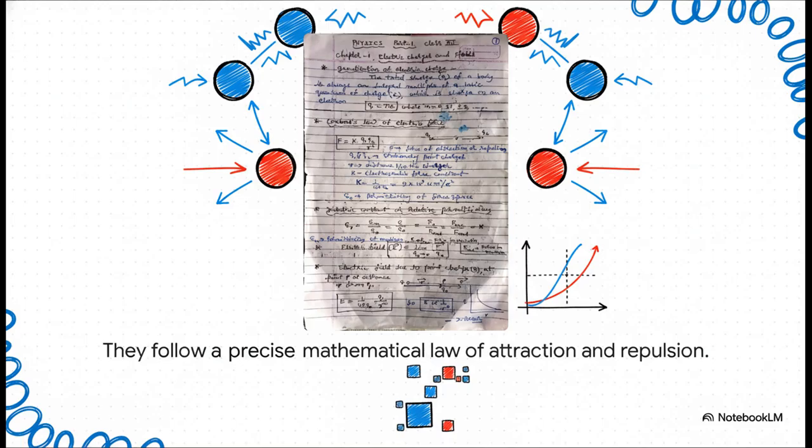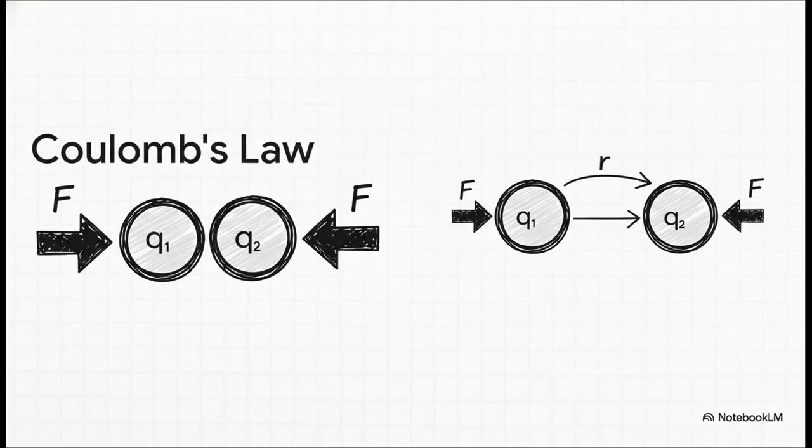Now, don't let all the math on the page freak you out. The core idea is actually pretty simple. It's just a super precise rule that tells us exactly how strong the push or pull, the force, is between any two charges. It's not random at all. It's totally predictable. Let's just break that down real quick.